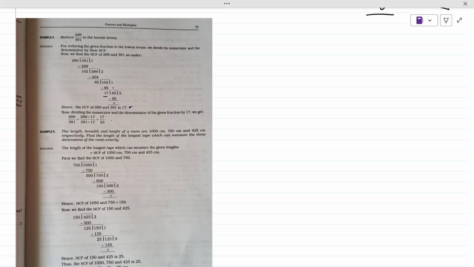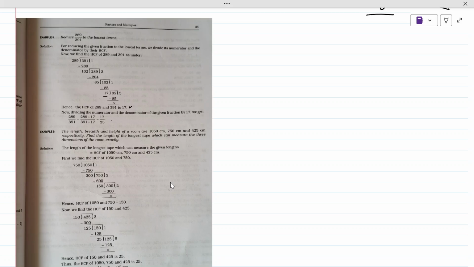Okay. Now, the next question is again same, kids. We are given 3 dimensions of a room and we have to find the longest tape which can measure the 3 dimensions of the room directly. Okay. So the question is the length, breadth and height of a room are 1050, 750 and 425 centimeters. And we have to find the length of the longest tape which can measure the 3 dimensions of the room exactly. That is, using the same tape. Using the same tape, we have to find the measurement. We have to find the length of the tape which measures the 3 dimensions of the room exactly.